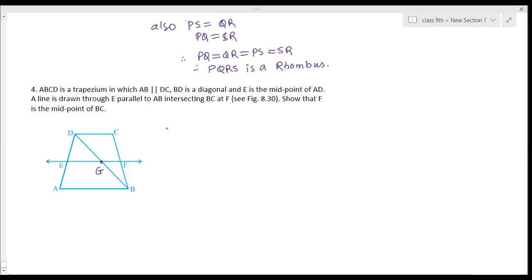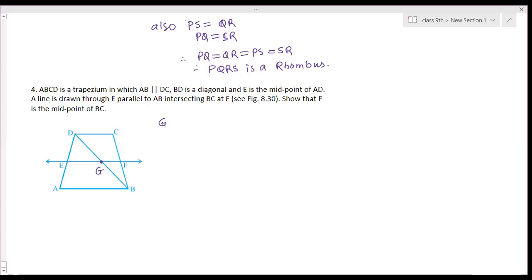Yes, Anura. Ma'am, in triangle ABD, EG is parallel to AB, given, and E is the midpoint of AD. So by converse of midpoint theorem, G is the midpoint of DB. And then in second triangle BCD, G is midpoint of BD and GF is parallel to DC, it's given. So by converse of midpoint theorem, F is midpoint of CB. That's right.